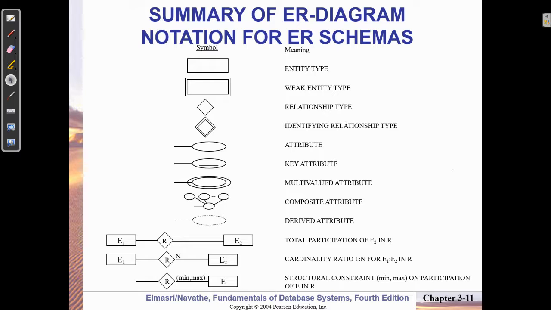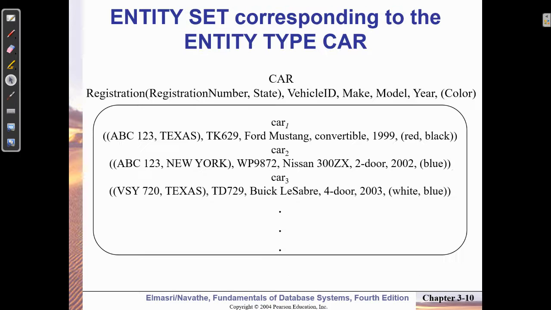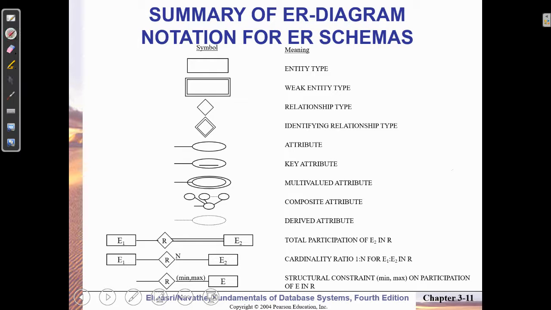The important notations, you know this very well. Entity type is shown by the rectangle. Weak entity type, please remember, we are going to study what you mean by weak entity and what you mean by strong entity.